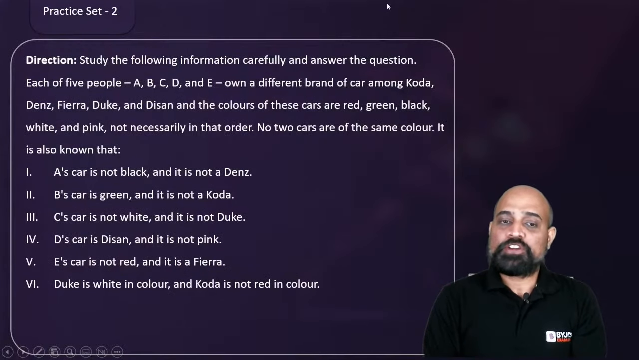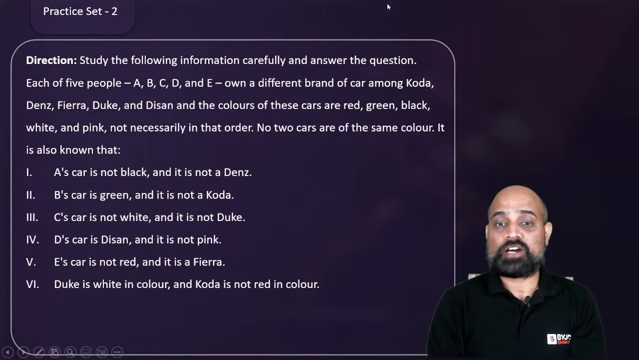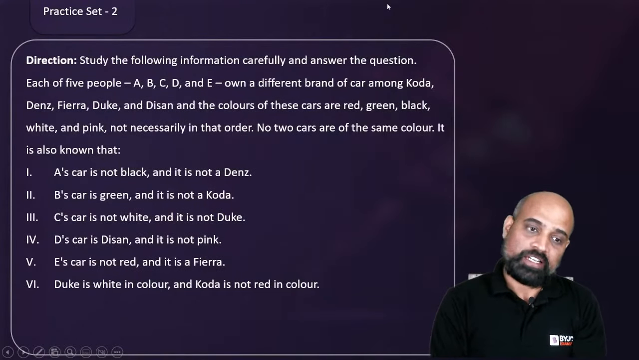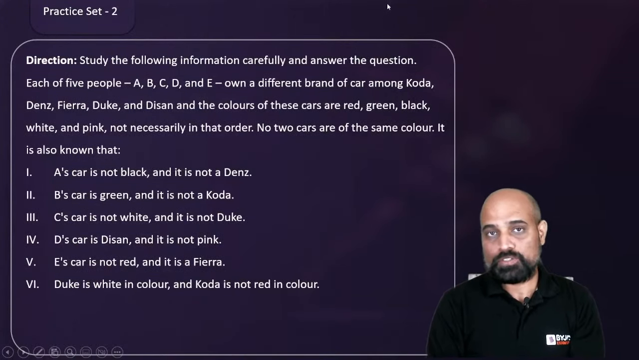So study the following information carefully and answer the question. Each of the 5 people A, B, C, D and E own a different brand of car among Koda, Dens, Fiera, Duke and Nissan. And the colors of these cars are red, green, black, white and pink, not necessarily in that order. No 2 cars are of the same color. It is also known that A's car is not black and it is not Dens. B's car is green and it is not Koda. C's car is not white and it is not Duke, and so on and so forth.